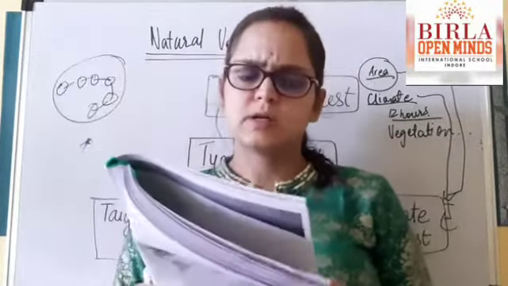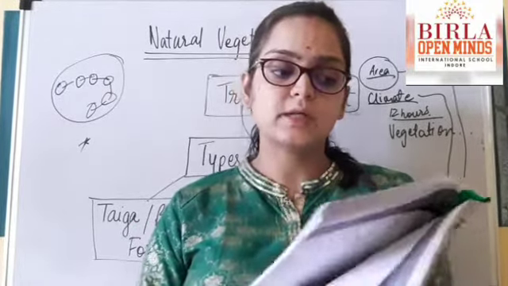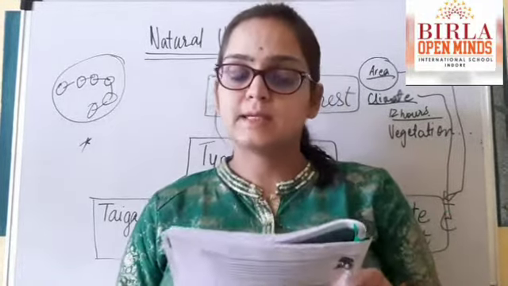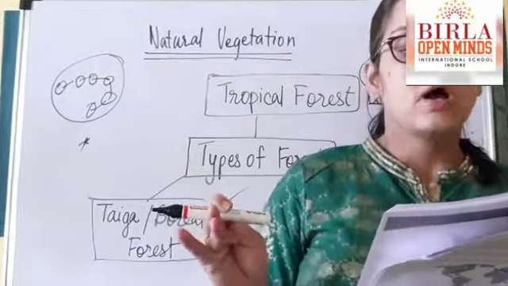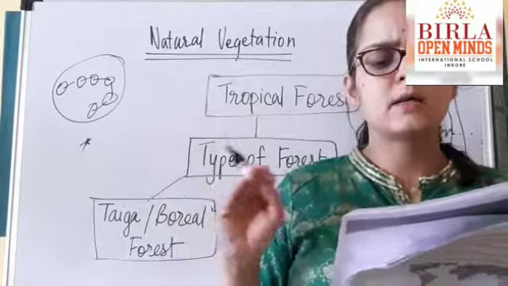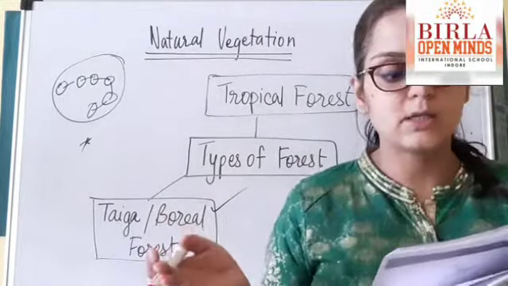Climate out here is basically cold for 6 months with temperature below 0 degrees. Mean temperature may be 10 degrees Celsius. Temperature ranges from minus 40 degrees to 20 degrees. There are short summers of just 3 to 4 months. Rainfall varies from 40 to 100 centimeters.